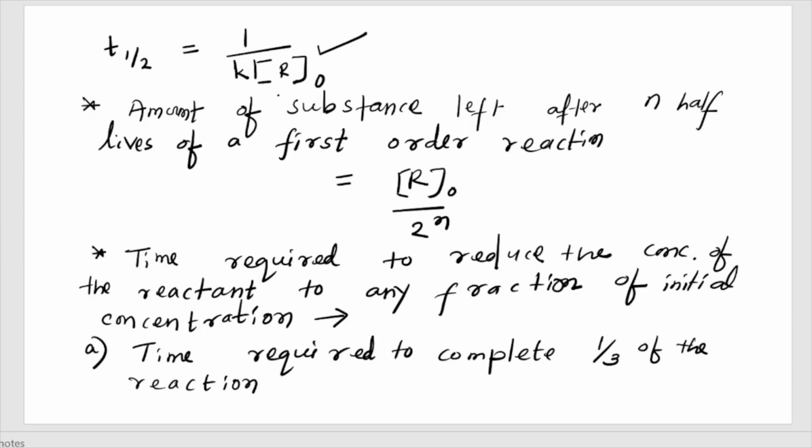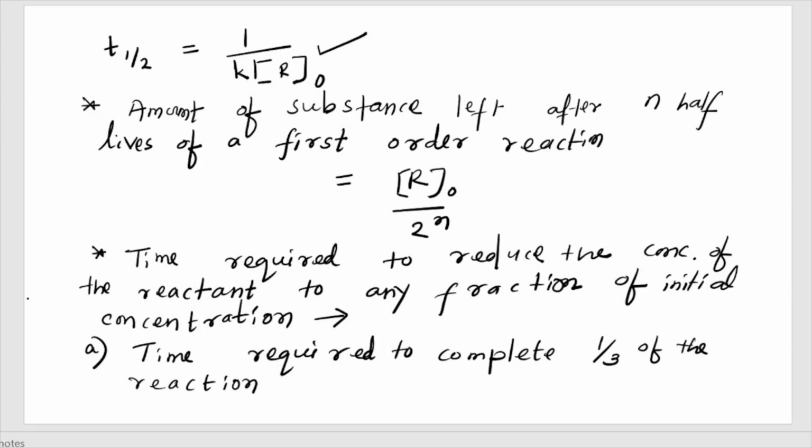So if you see zero order, first order, second order, third order, now let us go to the n half lives. What is n half lives? One half life, two half lives, and similarly n half lives of a first order reaction. How many orders do you follow here? Zero order, first order, second order. Zero order and first order are important.